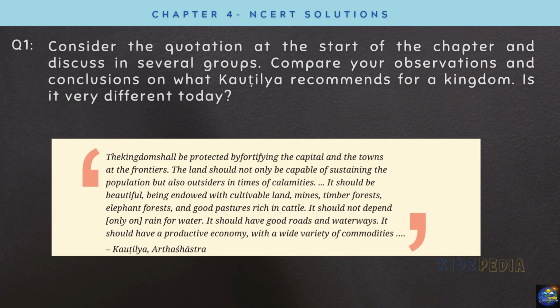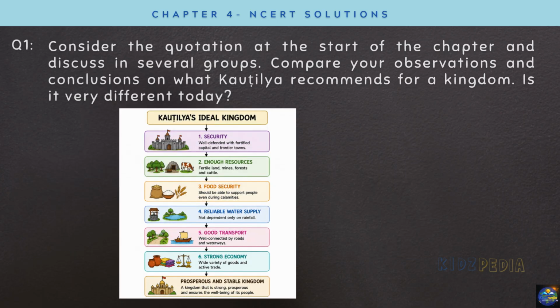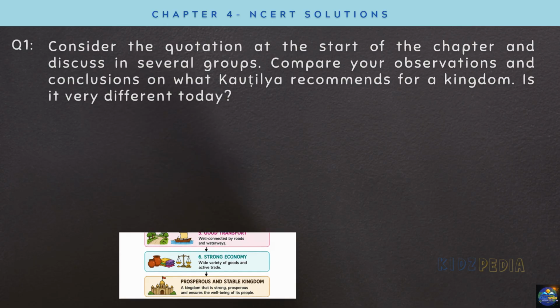So now you need to think about what every good country needs. Safety and protection, enough food and water, natural resources, good roads and transport, and a strong economy. Kautilya believed that a kingdom should have all these things. If a kingdom was safe, had plenty of resources and had a strong economy, its people could live comfortably and the kingdom would prosper. When we look at India today, the government still works towards the same goals. That is why Kautilya's ideas remain relevant even after more than 2000 years.